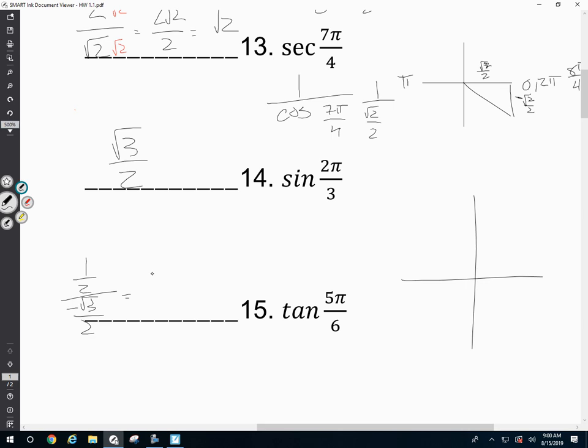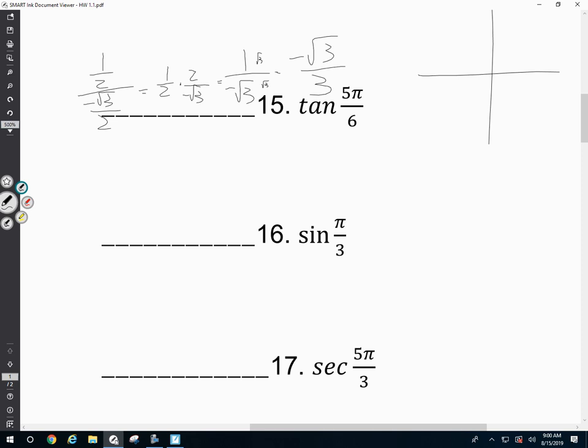You can leave it like that, but you probably need to understand how to simplify it. Fractions: multiply by the reciprocal of the denominator. Boom, you have 2 over 2 root 3 being negative. The 2's cancel. I have 1 over negative root 3. That's fine. You can leave it like that. But we need to know how to rationalize: multiply the top and bottom by root 3, and you get negative root 3 over 3.